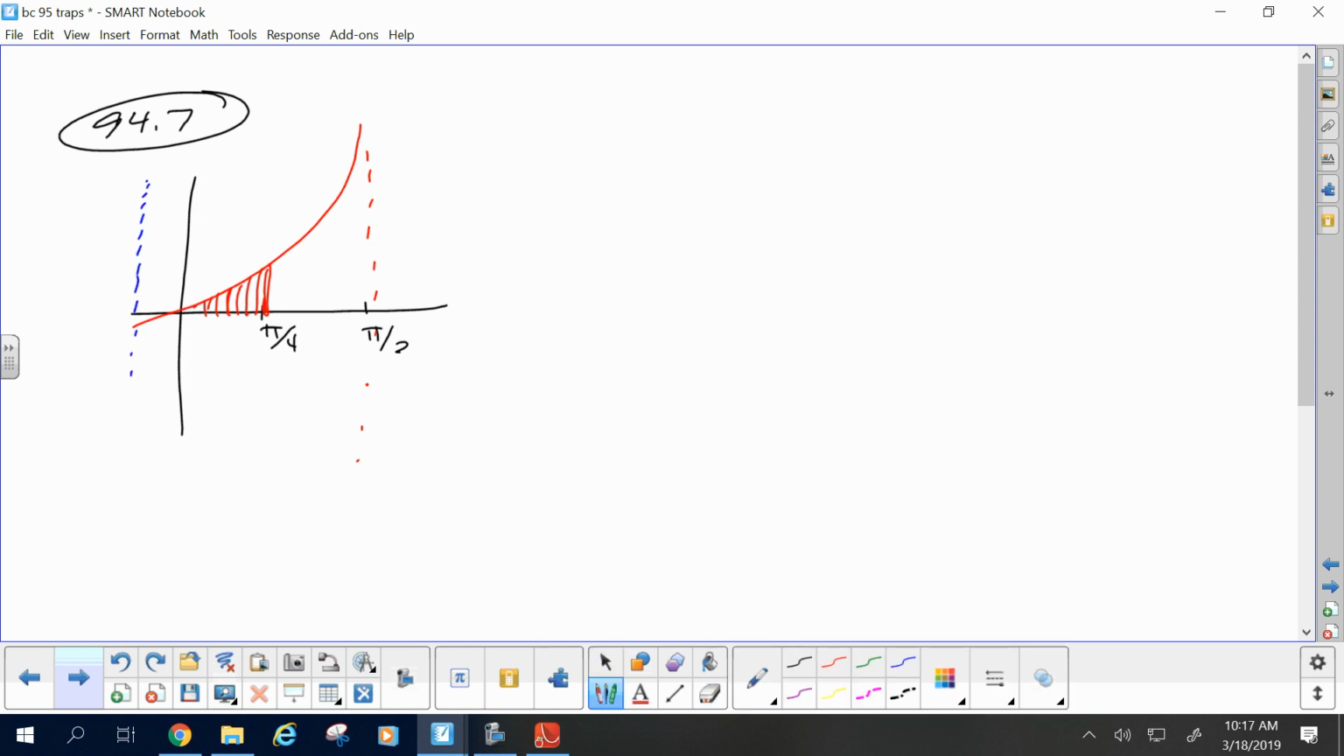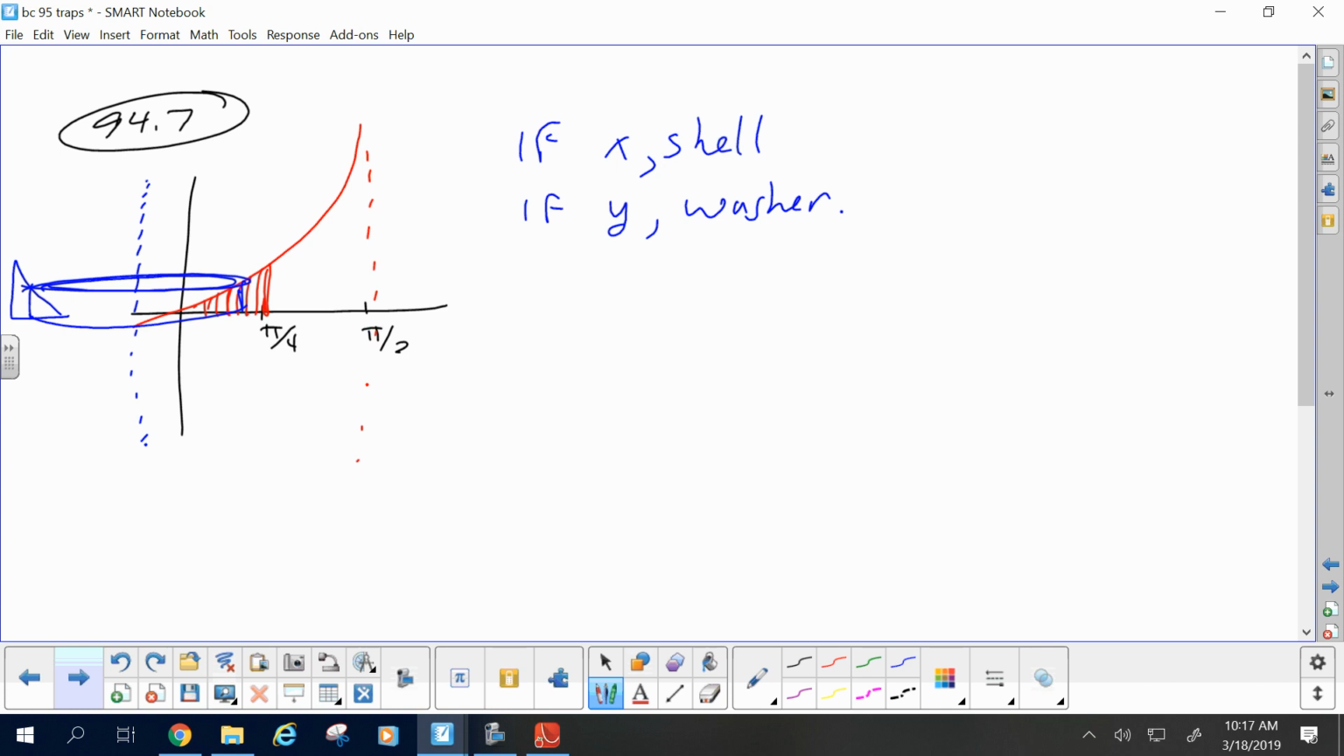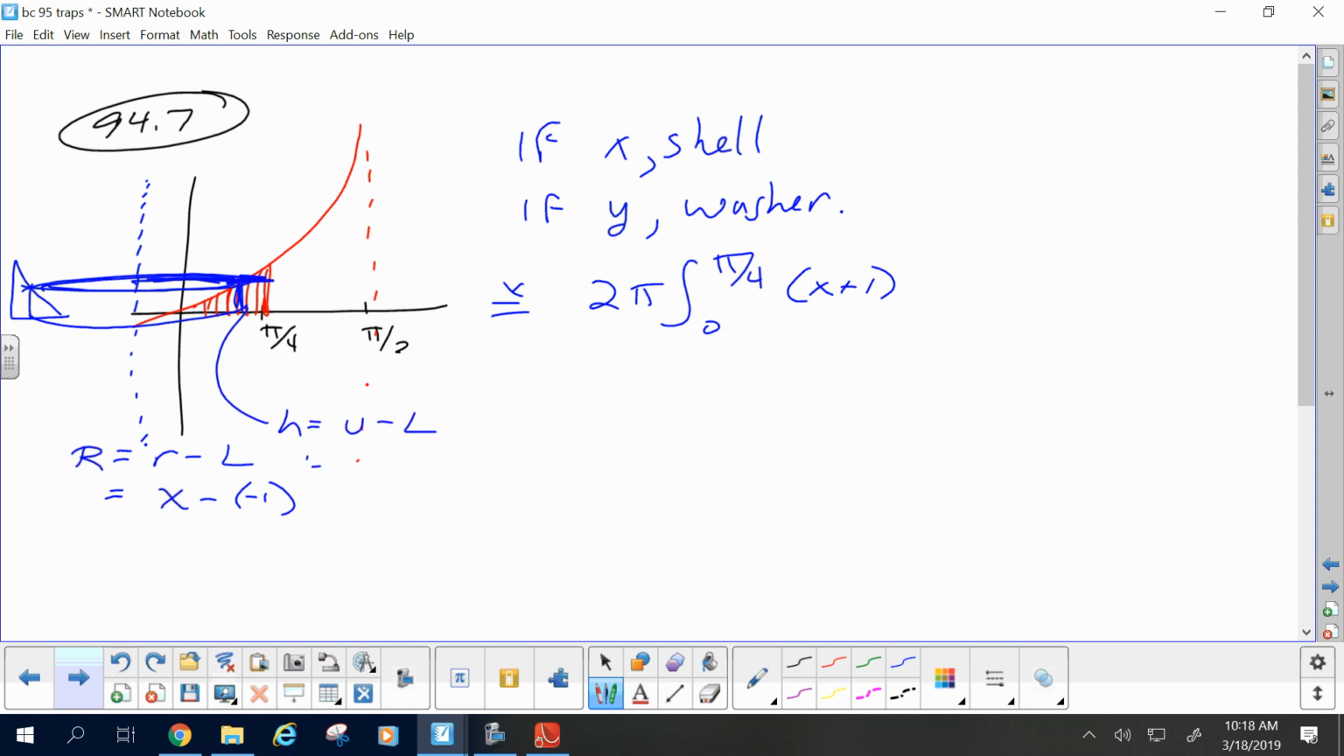Okay, so here's x equals negative one. It's a vertical line. Did you use x or y? If you use x, it's a shell. So the radius is right minus left: x minus negative one, so the radius is x plus one. The height is vertical, upper minus lower. The upper point could either be y or the curve, but I want it to be an x term, so I'm going to go with the curve: tangent of x minus zero.